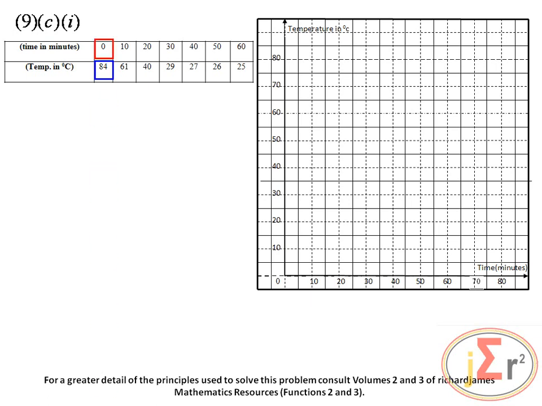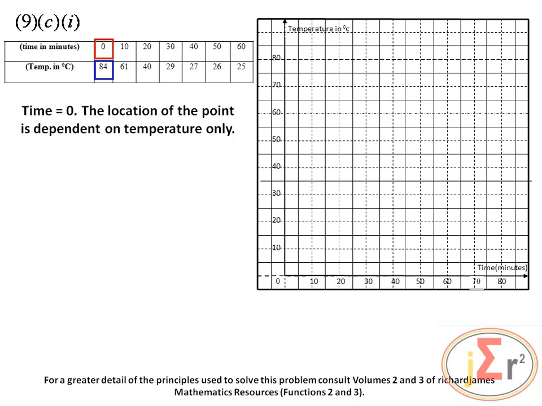First, we have 0 for the minutes and 84 for the temperature. So how do we represent that? We first, t is equal to 0. The location of the point is dependent on temperature only because the time is equal to 0. So, time is equal to 0, temperature is equal to 84. We plot that point right there.